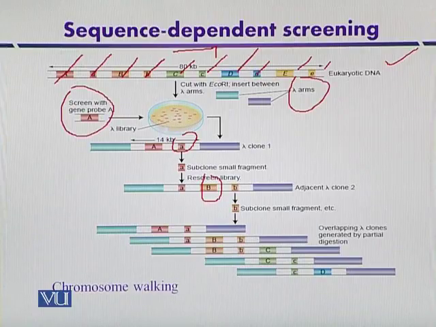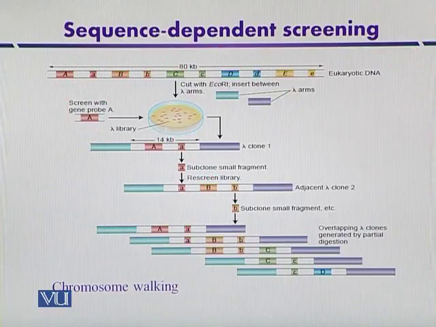So in this way, because of the random DNA fragments that will be produced, they will have overlapping ends, and the overlapping ends can be used as a probe for the detection of the next DNA fragments. This technique is called chromosome walking. The next diagram is more simplified.